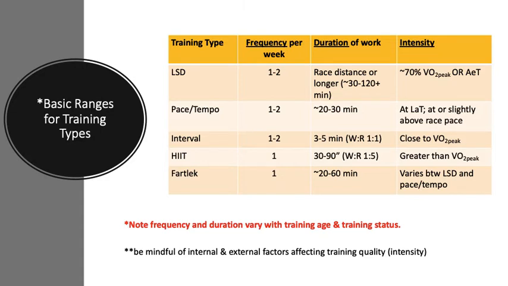The third type we talked about is interval-based training, which is 1 to 2 times per week. Usually the duration of an interval is 3 to 5 minutes, with the work to rest interval being 1 to 1, and this is close to your VO2 peak.